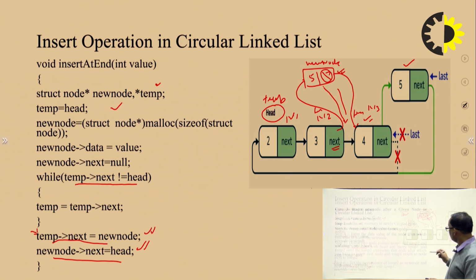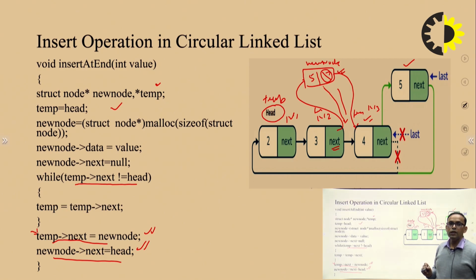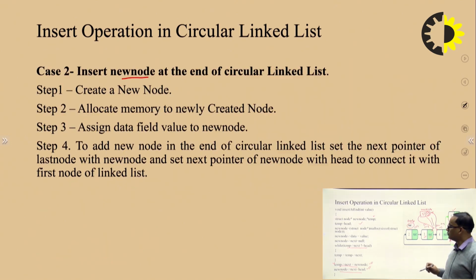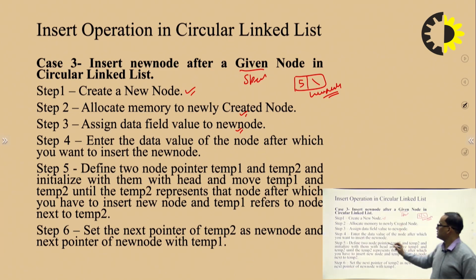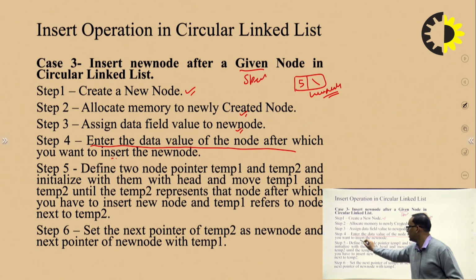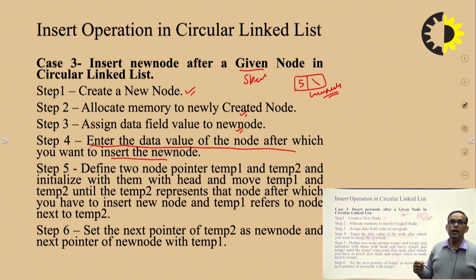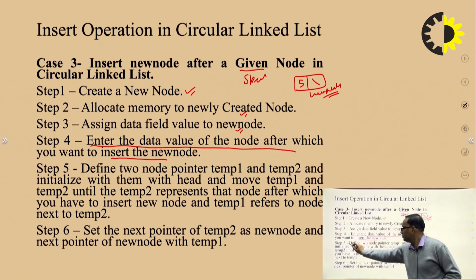To reach n2, what condition can we use? We can use the condition to match with the data field value of the node after which we are going to insert the new node. For that purpose we use this step: enter the data field value of the node after which we want to insert the new node. It means for that specified node, we will enter the data field value. We will use it as the condition for matching to reach the specified node. So once we reach that, then we will use step 5.